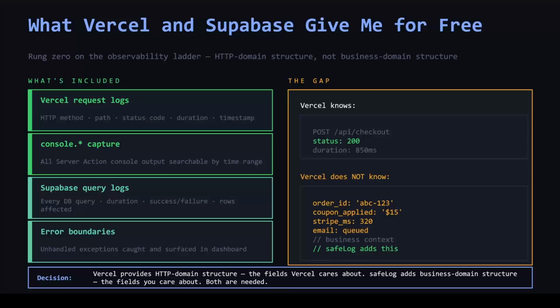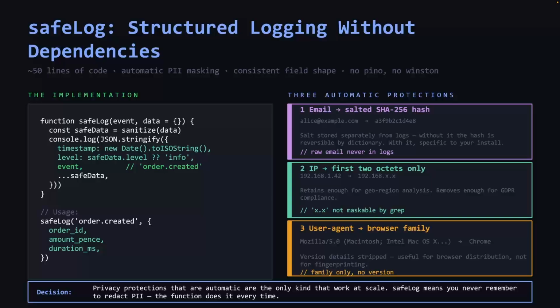The gap is on the right side of the slide. Vercel knows that a POST to /api/checkout returned 200 in 850 milliseconds. It does not know that the checkout was for order ABC123, that a coupon was applied for $15, that the Stripe call took 320 of those 850 milliseconds, or that an email was queued as a result. That is business context, the fields I care about. safeLog adds it. Vercel provides HTTP domain structure. safeLog adds business domain structure. Both are necessary.